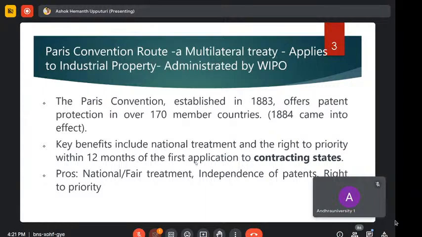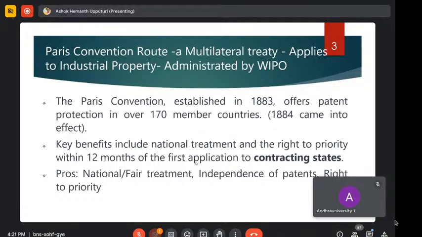Another main job of WIPO is to spread intellectual property information across the world and to promote innovation. Also, IP Day is celebrated on April 26th by the World Intellectual Property Organization, which is in Geneva. So why are we discussing the Paris Convention? Because of the basic principles enshrined in it. The Paris Convention, established in 1883, offers patent protection over almost 170 member countries. Actually, it came into force in 1884.